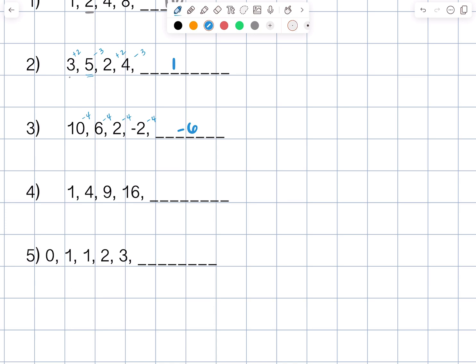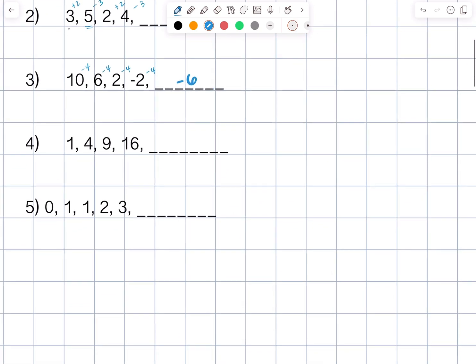This next one is a little tricky, so I would suggest that you try it on your own and then see if you got the right answer. Okay, so for this one, all we're doing is 1 plus 3, 4 plus 5, 9 plus 7. So we're adding odd numbers. So the next odd number is 9, so we're going to be adding 9. So 16 plus 9, that is 25.